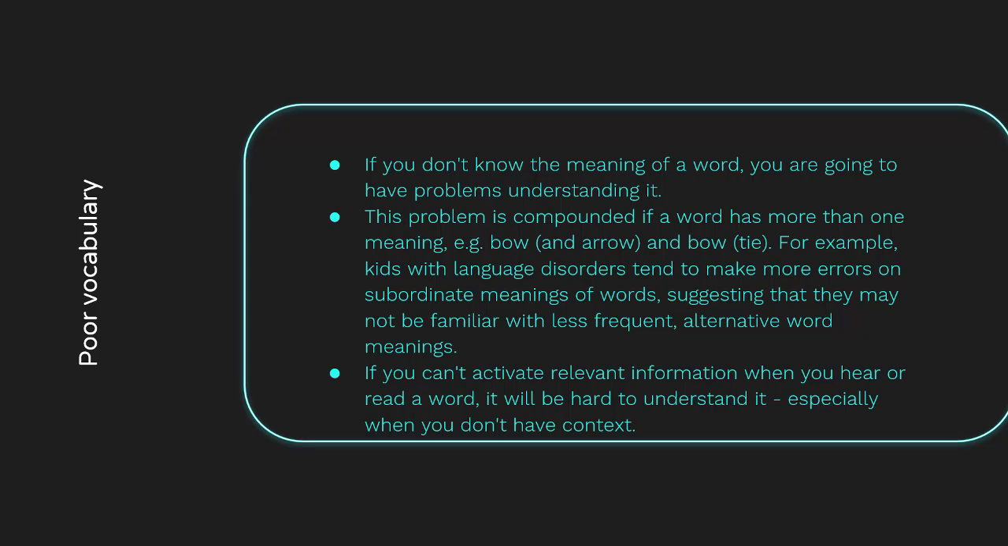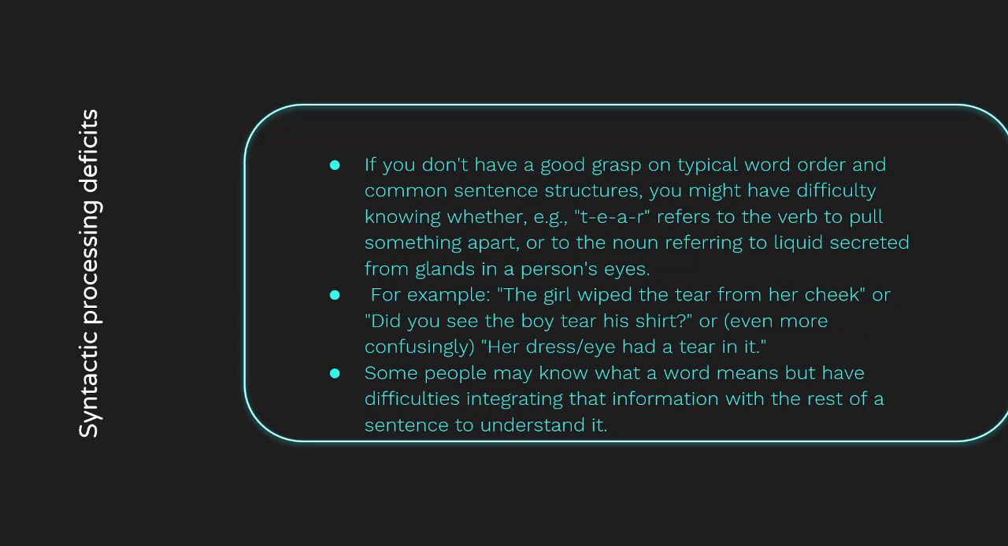So for example, if we're looking at bow, meaning bow and arrow, and bow, the thing that you tie around your neck, kids with language disorders tend to make a lot more errors, particularly with the subordinate or less known meaning of words, which suggests, not surprisingly, that they may not be familiar with less frequent alternative word meanings for some words. If you can't activate the relevant meaning of the word when you hear or read it, it's going to be obviously very hard to understand it. And it can also be very distracting if you've got the wrong picture in your mind. And we're going to come to that too.